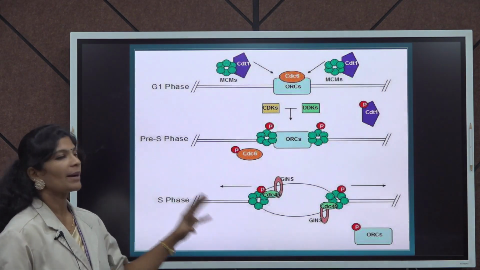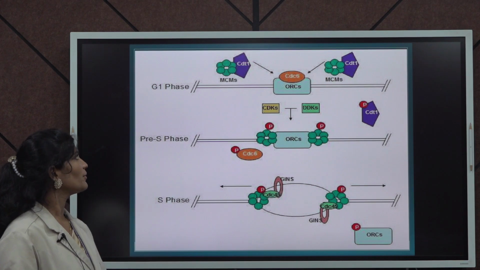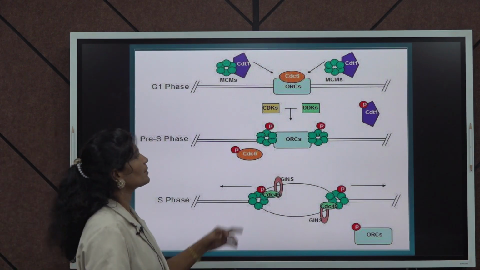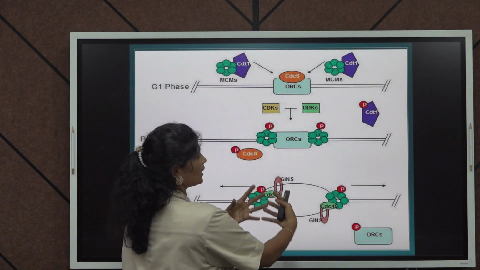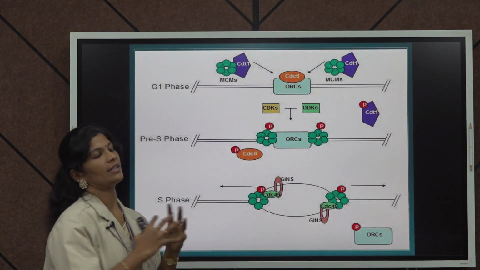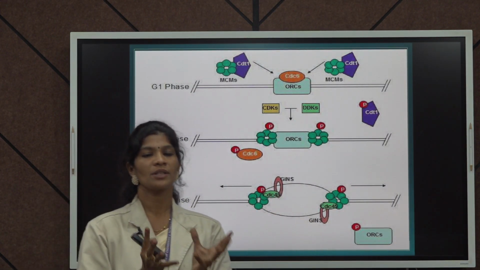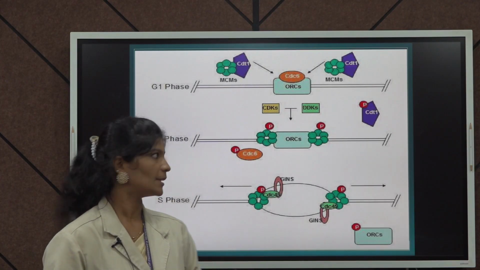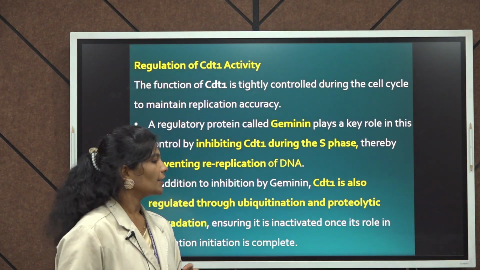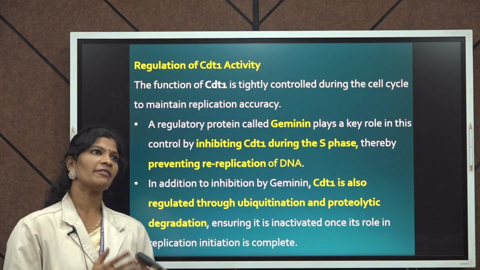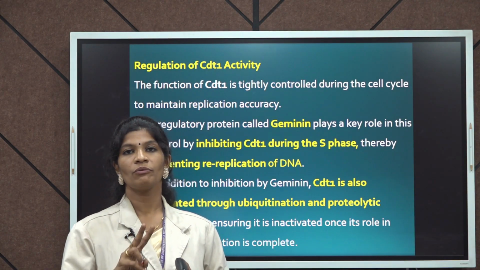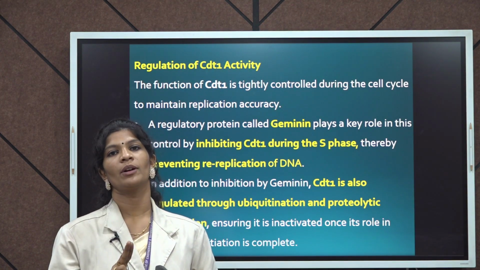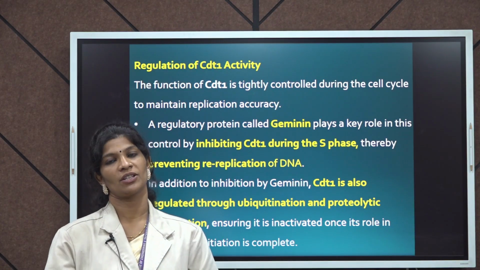And this is the diagrammatic representation of what I discussed before. All the factors will assemble at the ORC one by one, and it helps in the separation of a double strand into a single stranded one, which is also called the replication bubble. And you know, we have discussed many factors like MCM, CDC6, CDT1, right? There are two factors which are very important to control the replication process.